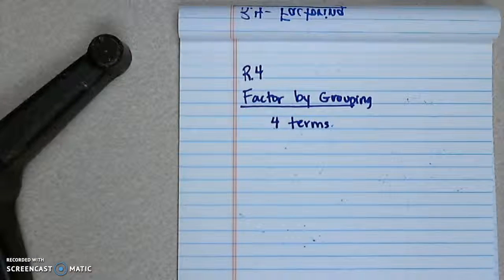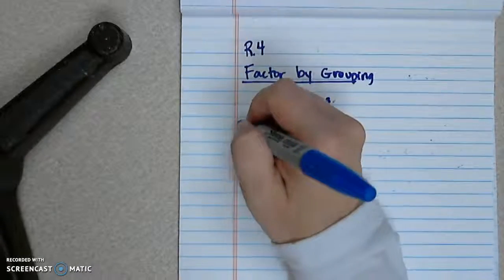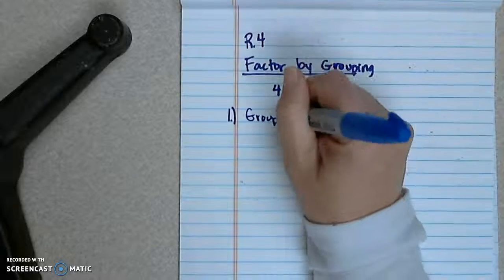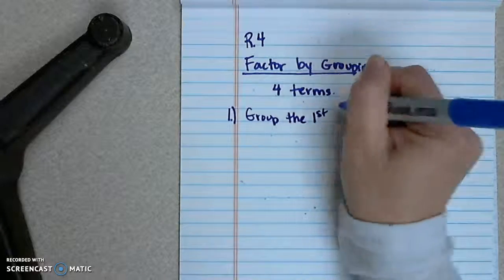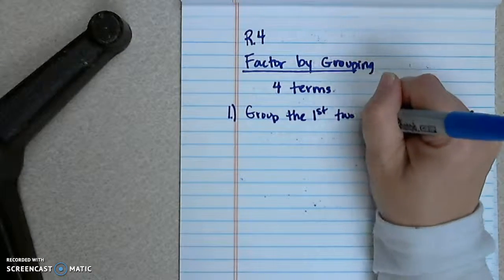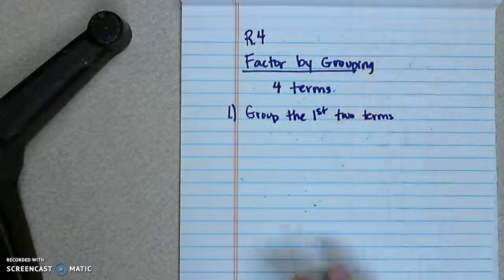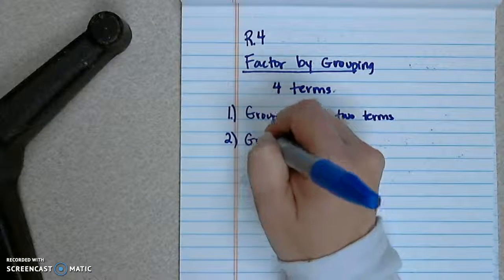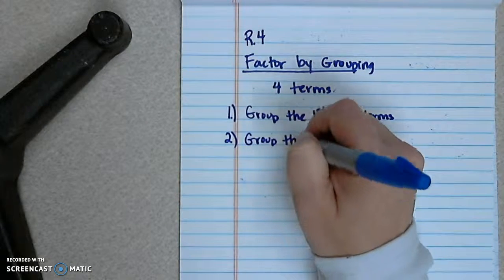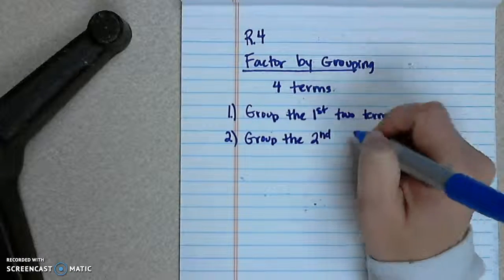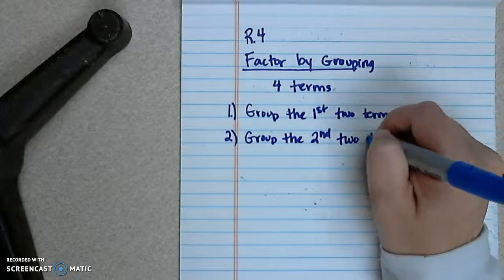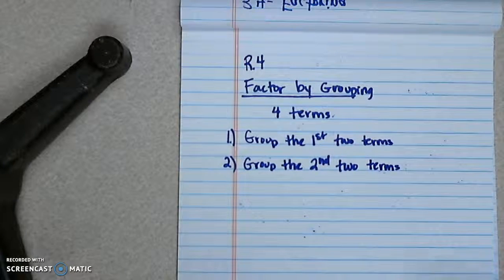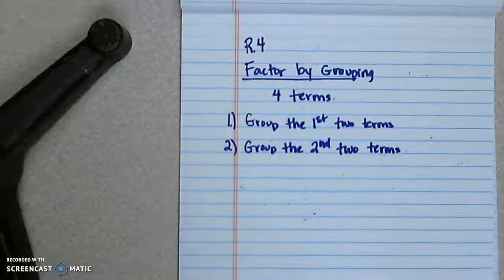in your polynomial. To do factor by grouping, the first thing you're going to do is group the first 2 terms. Your second step will be to group the second 2 terms. Now remember, in math there are several grouping symbols, one of which is the parenthesis, and so that's what we're going to use to form our groups.